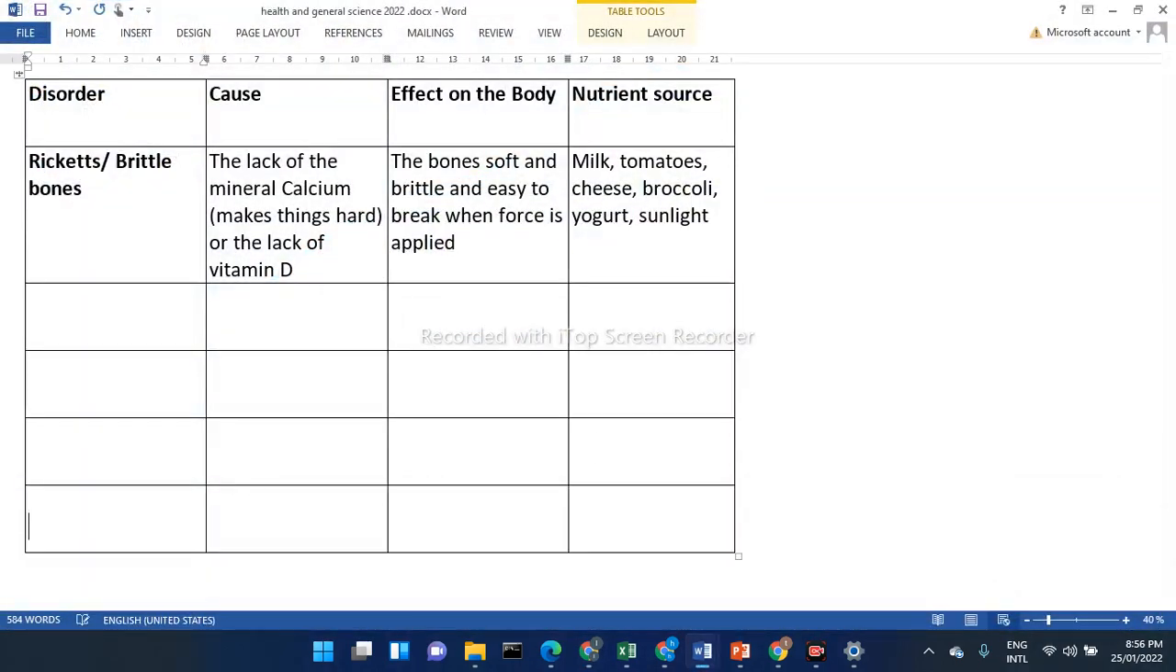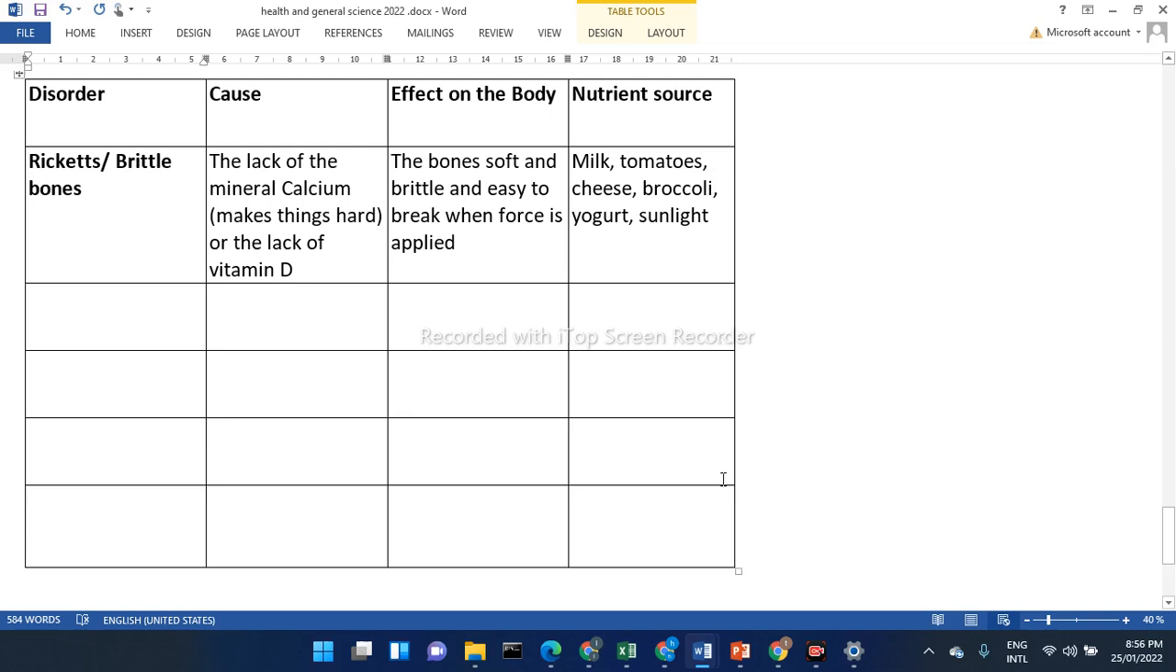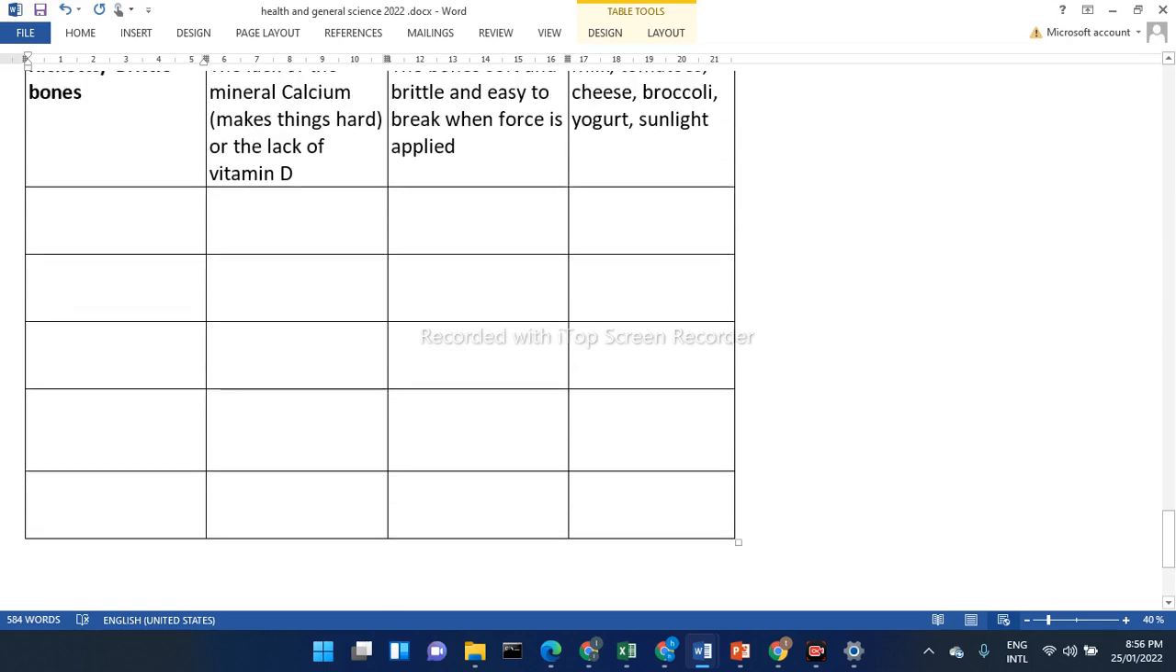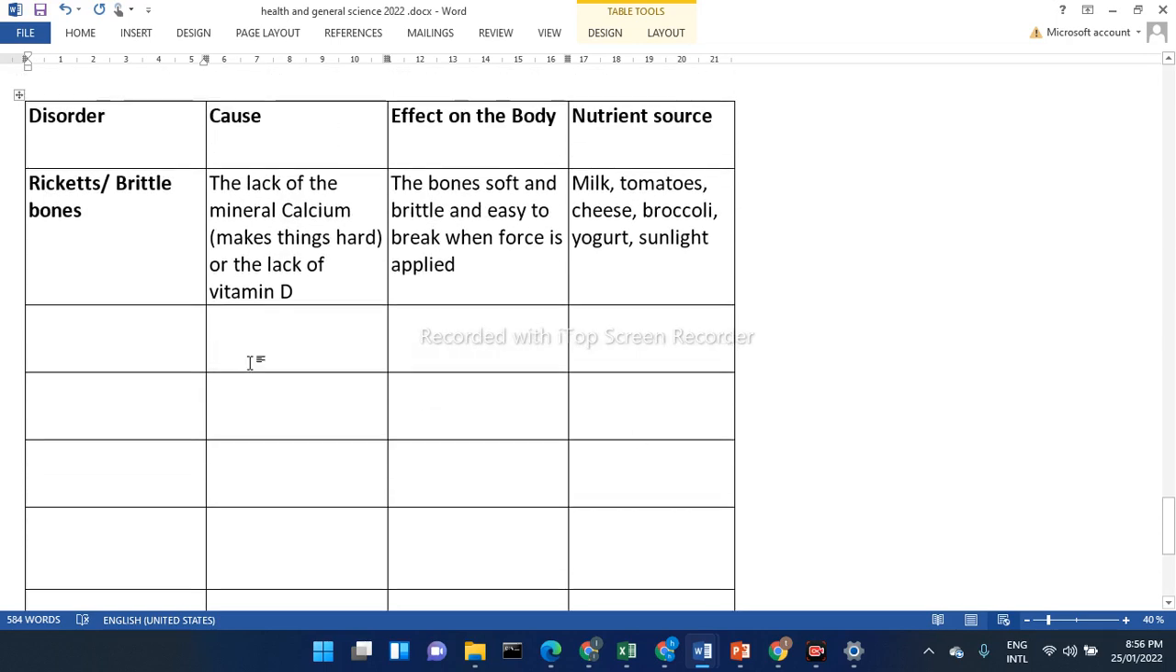I don't know if I put it here. Let me see. It's giving me a new line. Anyway, you just have to see it like that. I'm not gonna put the picture.